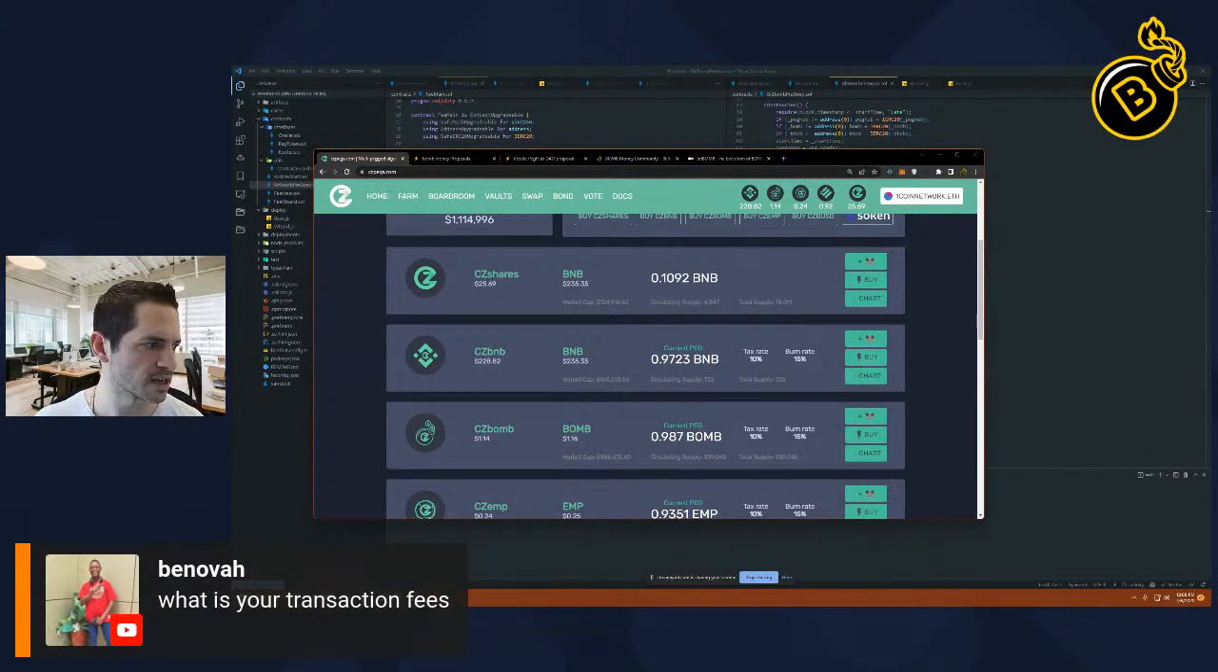What are your transaction fees? I mean, we're on BSC, so transaction fees are very minimal, $1 or $2 maybe at max.